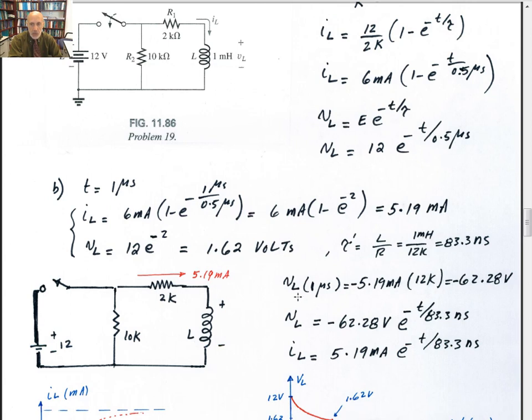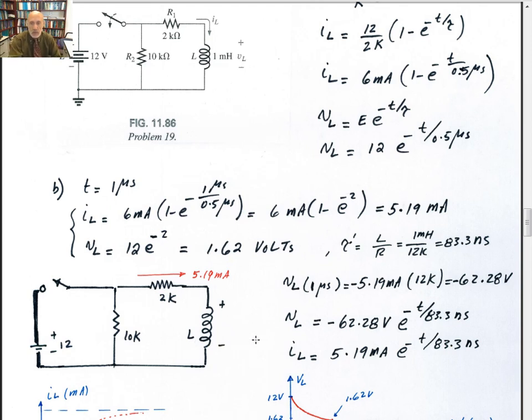But the voltage at 1 microsecond would be equal to minus 5.19 milliamps times 12K. That's how much voltage is going to appear, which gives you minus 62.28, because the current is flowing in that direction, so that's plus, that minus. This is the voltage across the inductor at time t equal to 1 microsecond. That gives you the initial value.